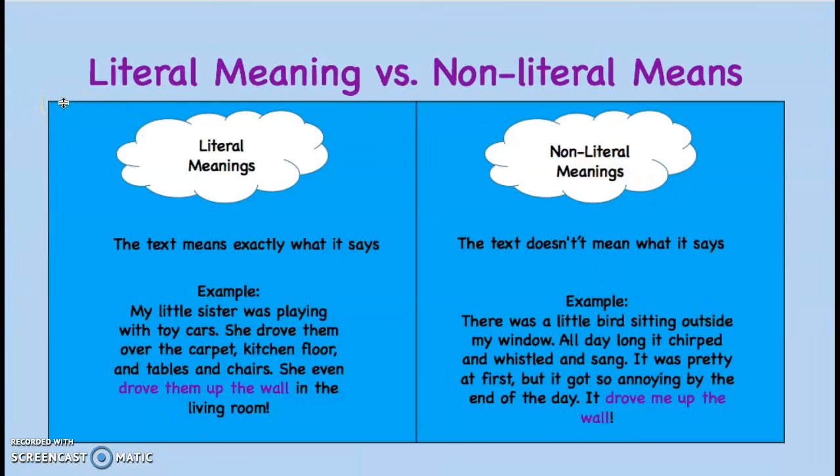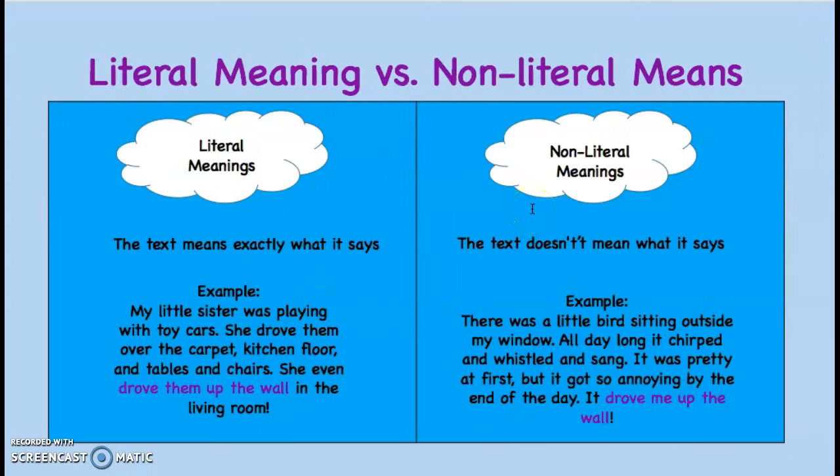So let's talk about the difference between literal meanings versus non-literal meanings. In a literal language or literal phrase, the text means exactly what it says, such as: My little sister was playing with toy cars. She drove them over the carpet, kitchen floor, and tables and chairs. She even drove them up the wall in the living room. So here, the little sister can actually take a toy car and drive it up the wall in the living room. So this is literal because the text means exactly what it says.